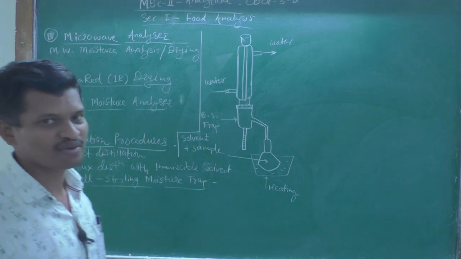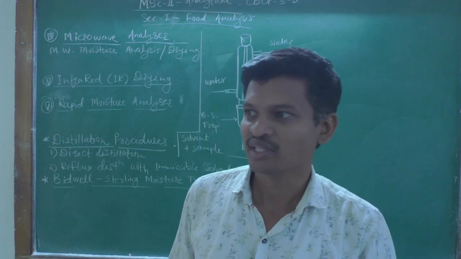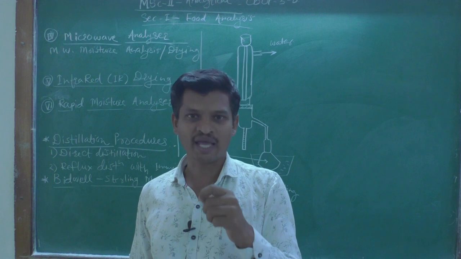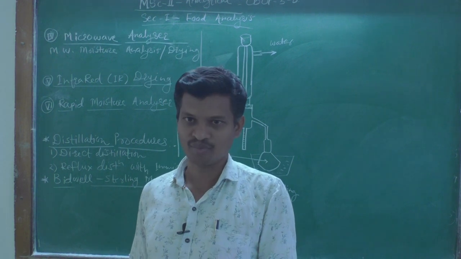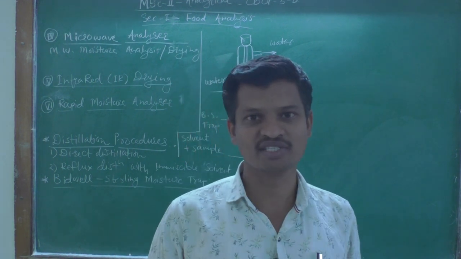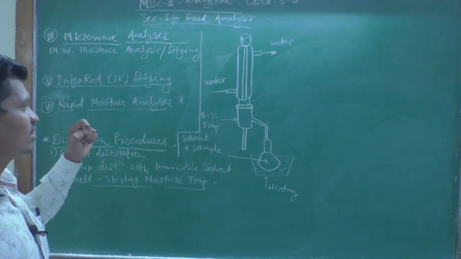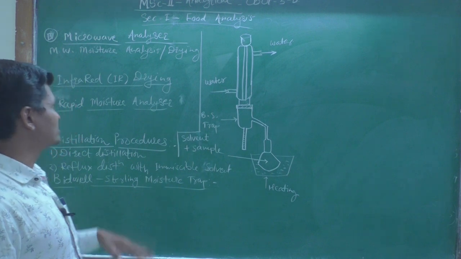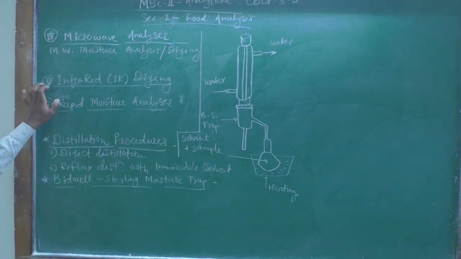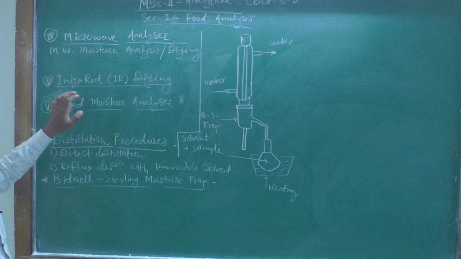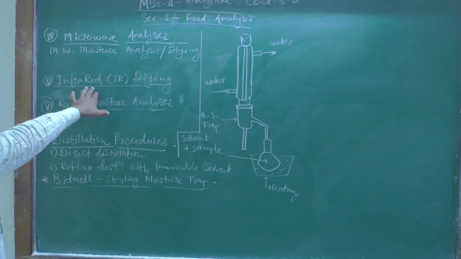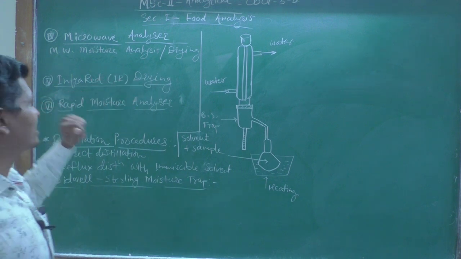But it has one disadvantage. What is the disadvantage? Only one sample can be analyzed at a time. This is one of the major disadvantages. Only a single sample can be analyzed at a time. Then the next one, the fifth method for moisture analysis, is infrared drying.